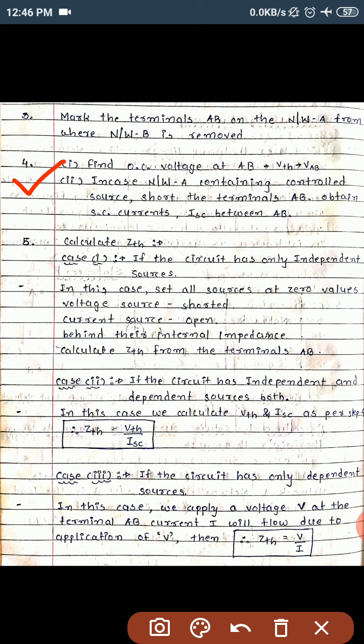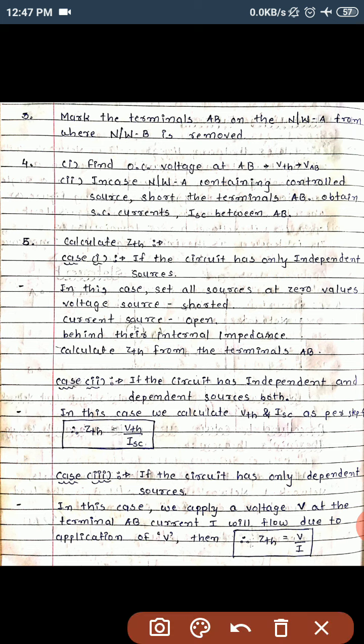So if case 2 is given, how do we calculate ZTH? First of all we find the open circuit voltage VTH, and then we short the terminals AB and find the value of the short circuit current ISC, and we take the ratio to calculate ZTH as per step number 4.